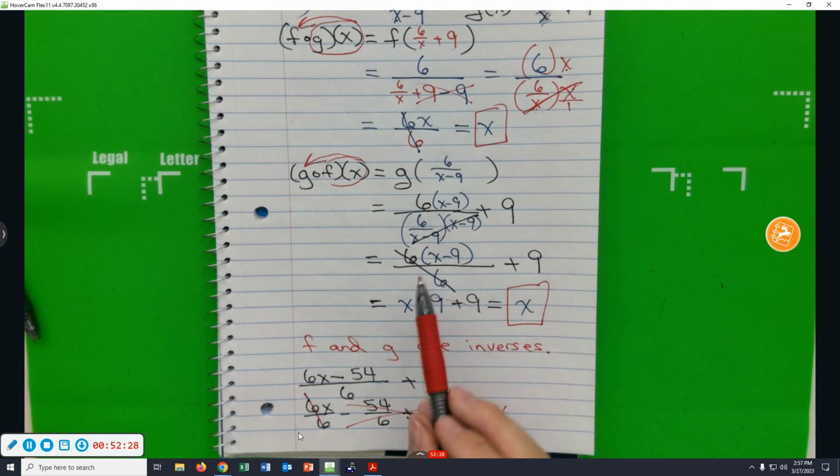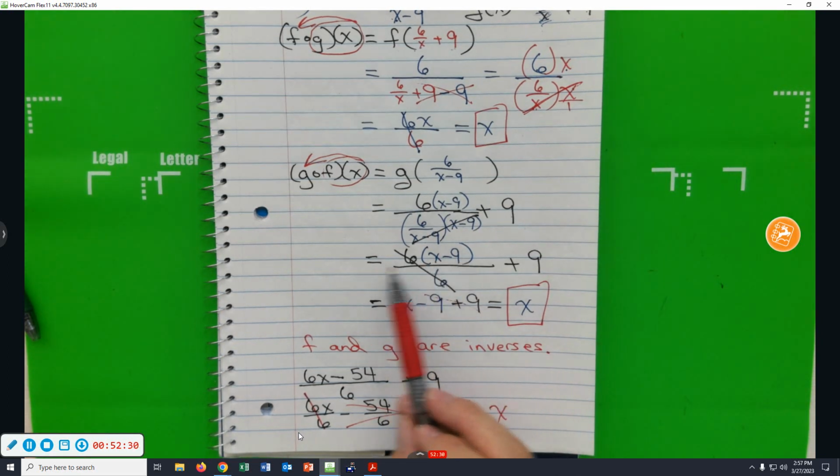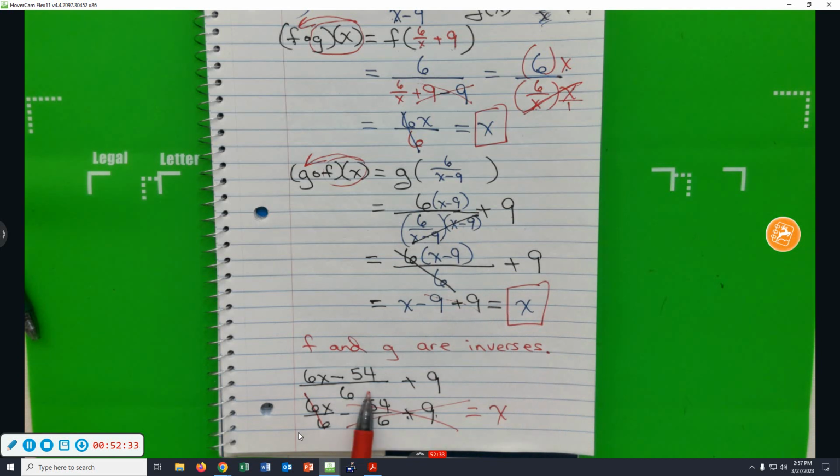So why did I not distribute that 6? Because otherwise I'd have to go back through and get it in factored form or split it up. One or the other.